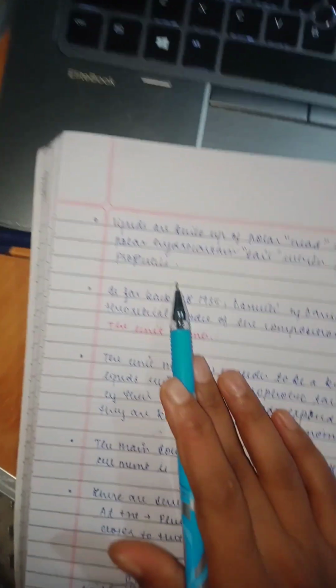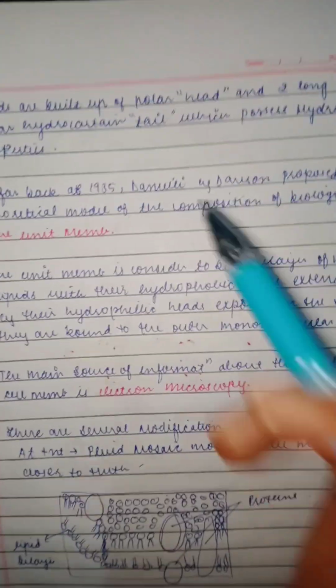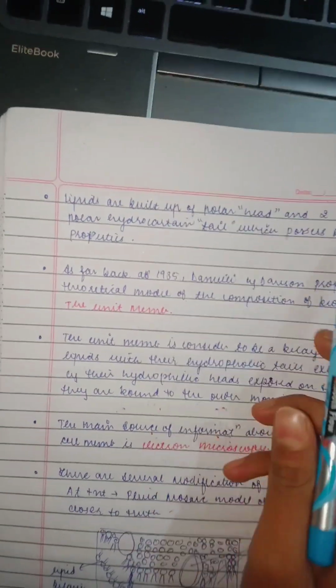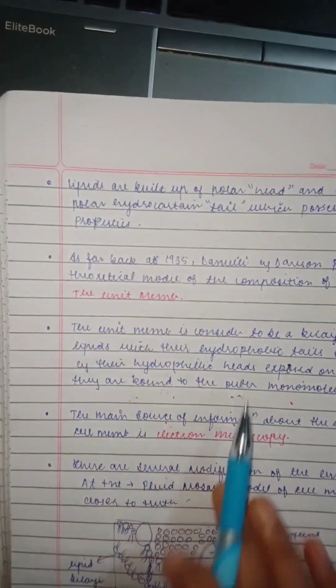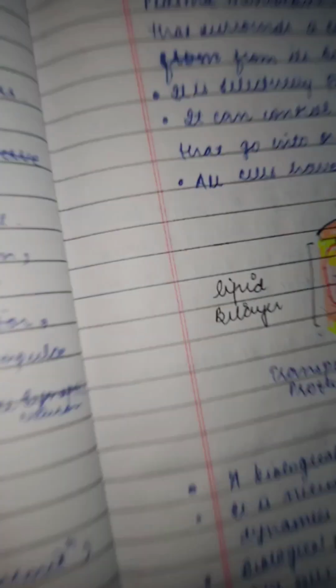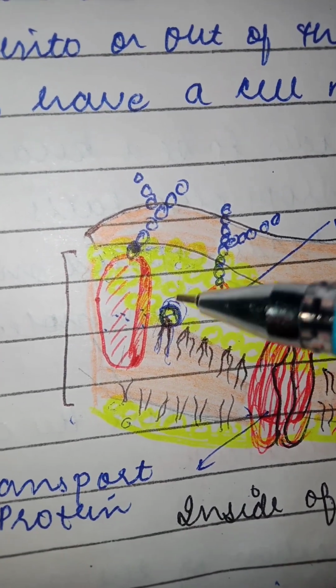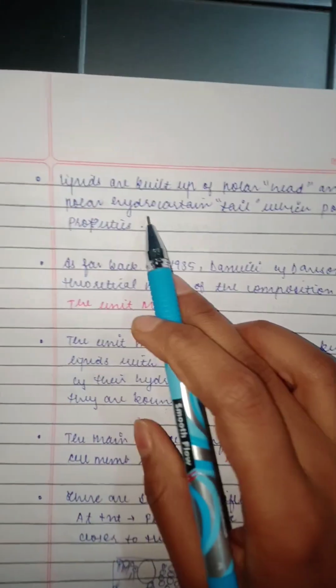Lipids are built up of a polar and non-polar structure: a polar head and two non-polar hydrocarbon tails. See in this diagram, these lipids have a polar head and non-polar tails, which possess hydrophobic properties.